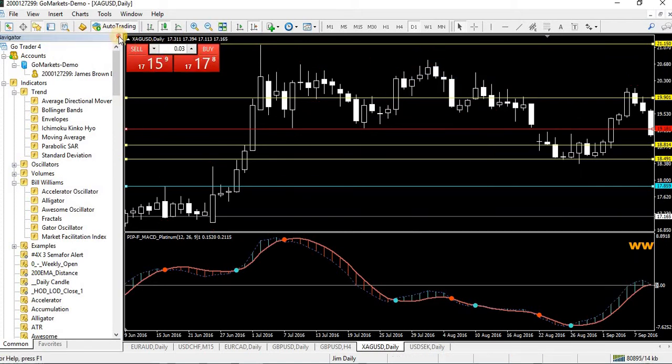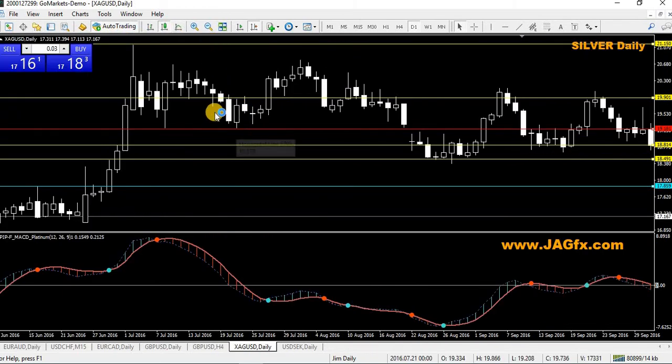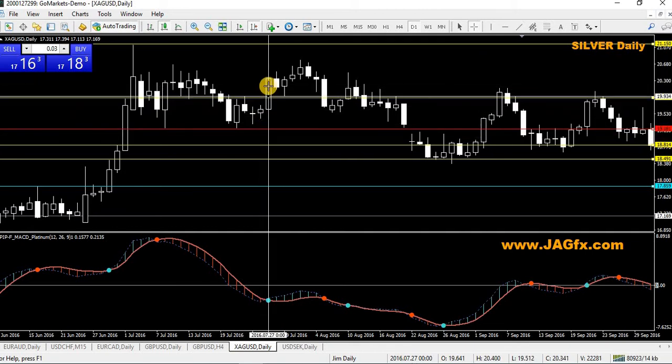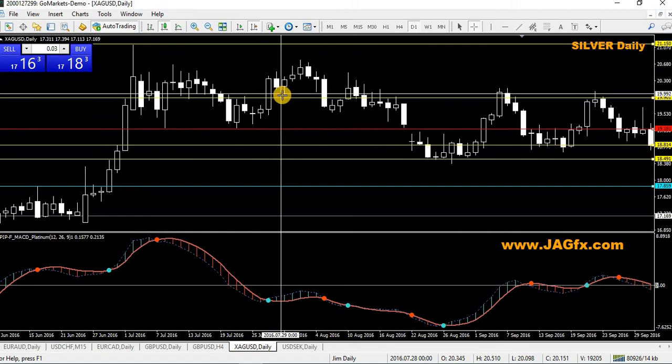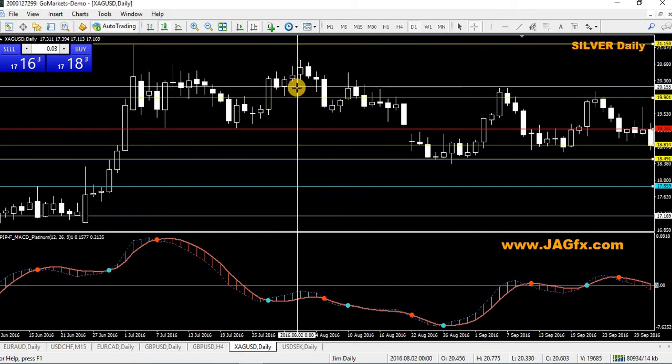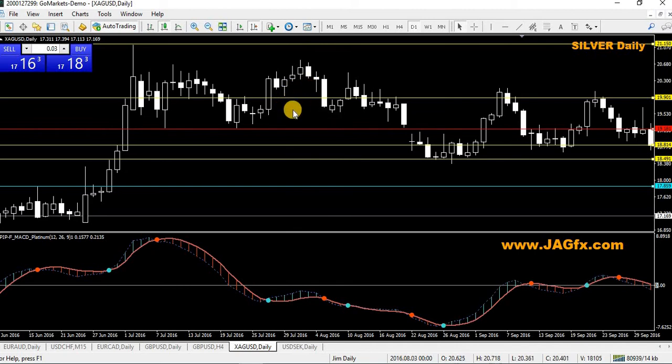What I do for a fractal is just look for any place where it's a turn in the market. Now it's not always obvious. See, price has gone up here, then it's pulled back down, then it's gone up again. To me, that low there is what I'd call a fractal or a pullback.